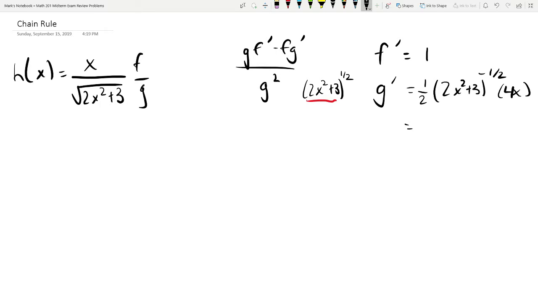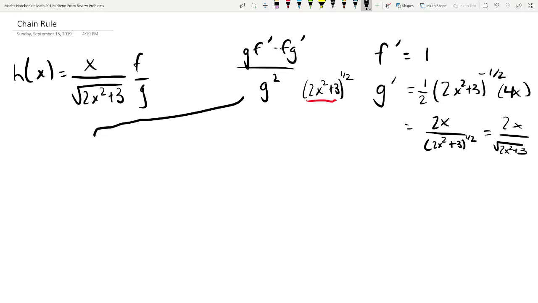Okay, we'll just simplify that a little bit so that when we throw it into our quotient rule, things will just be a little easier for us. So 1/2 times 4x, that's going to be 2x. And then 2x squared plus 3 to the negative 1/2. We can rewrite that in the denominator by changing that exponent to a positive. And of course, we know that's the same thing as 2x over the square root of 2x squared plus 3. Okay, so that's the simplified form of our derivative there.